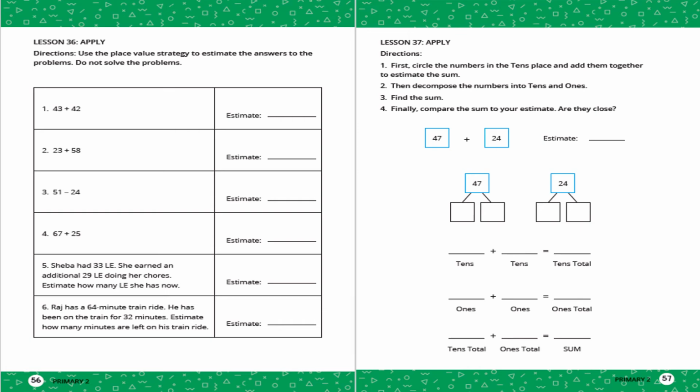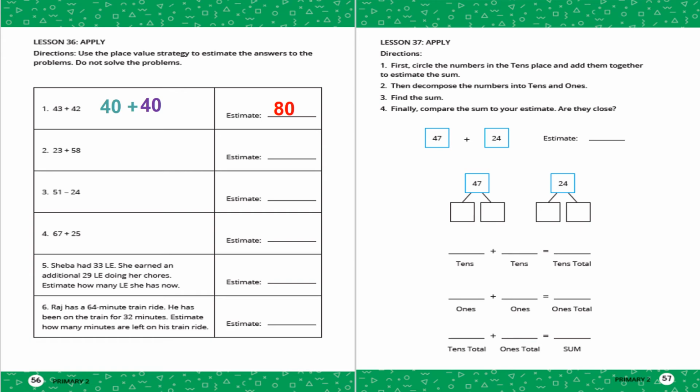Second step, look at ones. Ones is 3. 3 is less than 5, so we will stay in the same door. 43, it will be 40. Plus 42. Let's estimate 42. 42 is between 40 and 50. And ones is 2. 2 is less than 5. So we will stay in the same door. 42, it will be 40. 40 plus 40 equals 80.